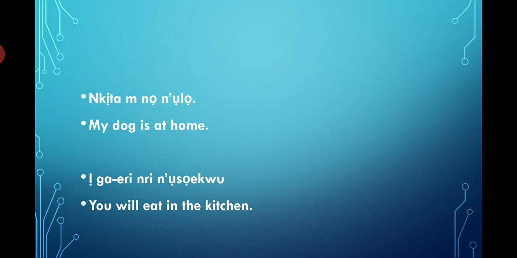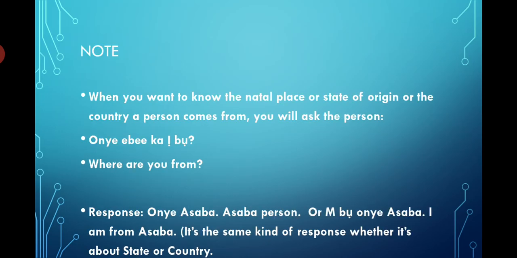The next person said, EBEE ka nkịta gị nọ? Now the response here says, nkịta m nọ n'ụlọ. My dog is at home. Then the last response for the question says, ị ga-eri nri n'usekwu. You will eat in the kitchen.